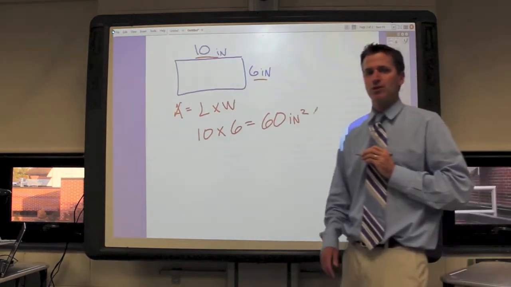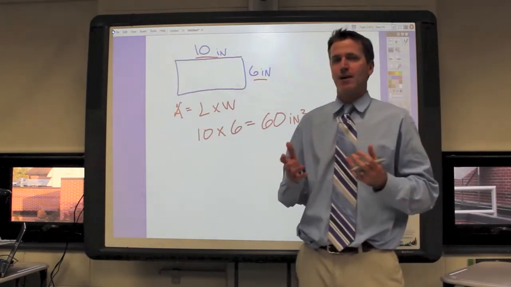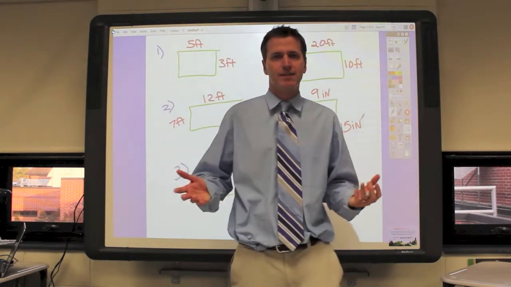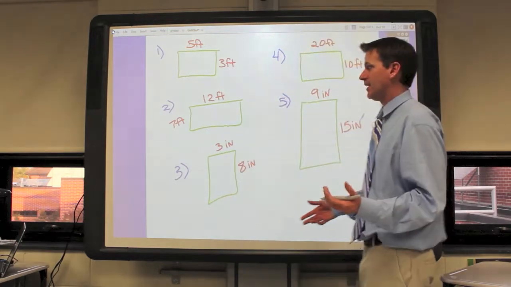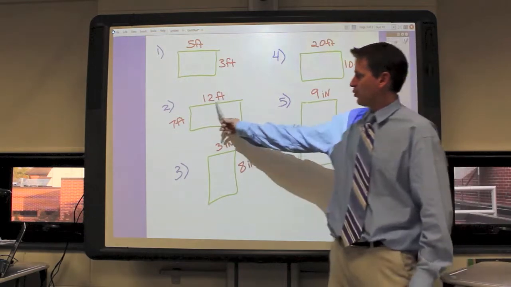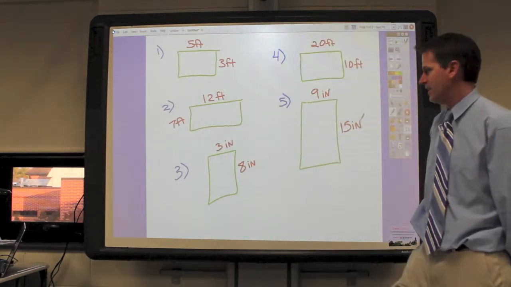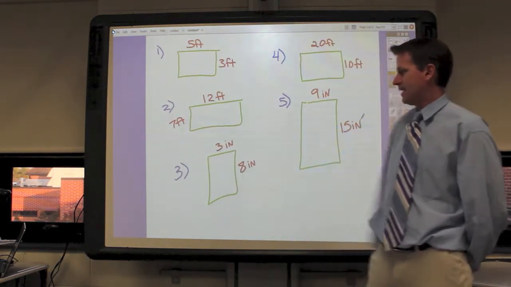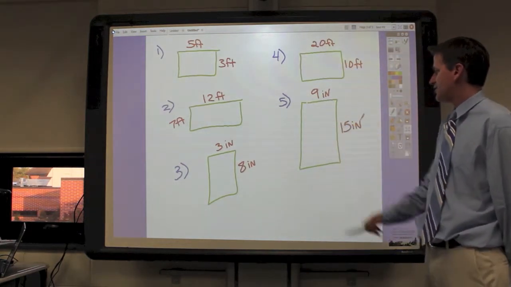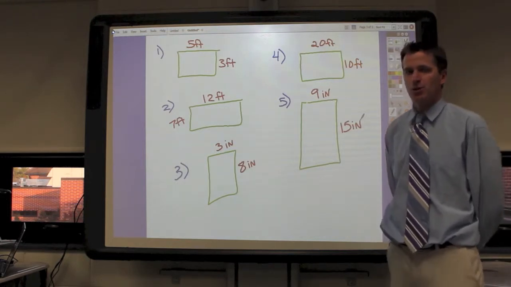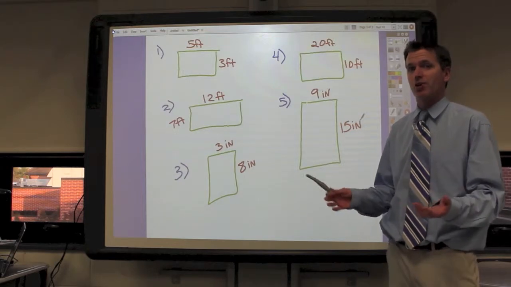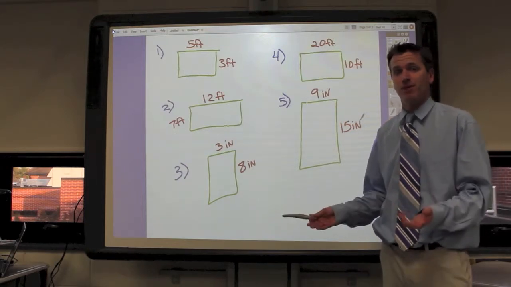Now, I'm going to give you a couple examples for you to try on your own. Okay, you ready? So what I've done is I've given you some examples. If you take a look at these, I have one that's a 5 by 3 foot. I have a 12 by 7 foot. I have a 3 inches by 8 inches. I have a 20 feet by 10 feet. And I have a 9 inches by 15 inches. So I'm going to have you pause the video now. I'm going to have you do those, and then we're going to come back, and I'm going to actually answer them for you.